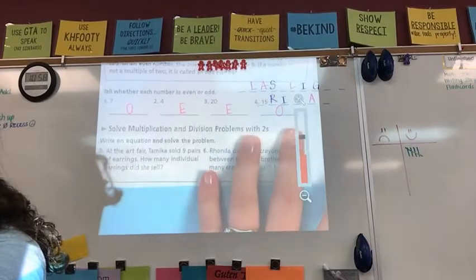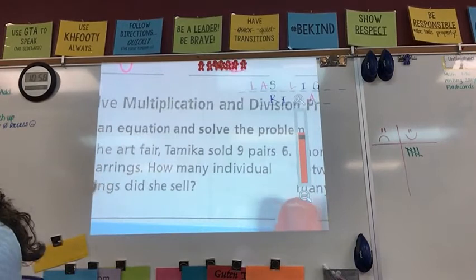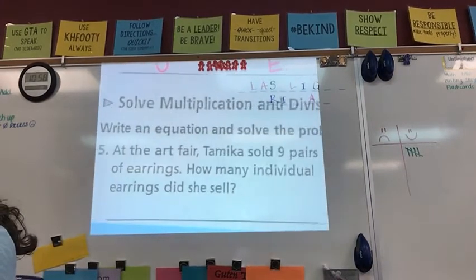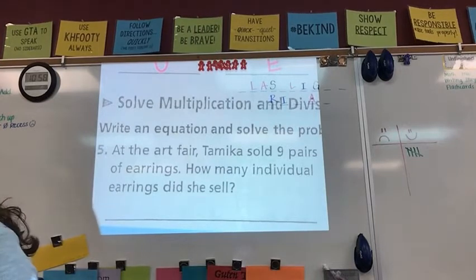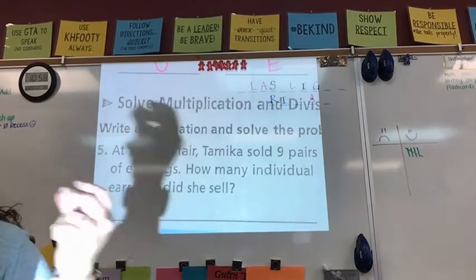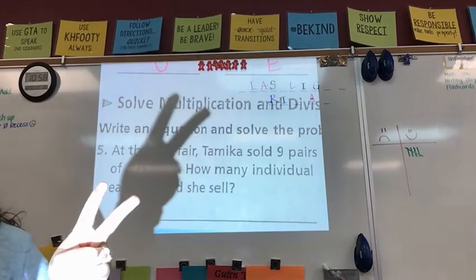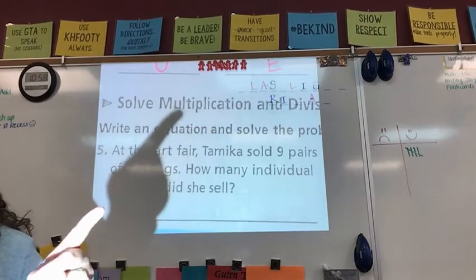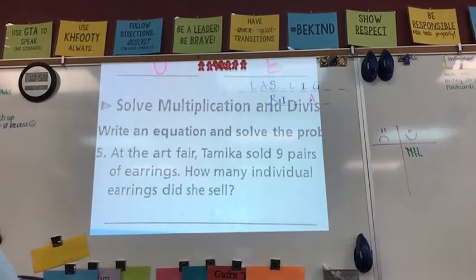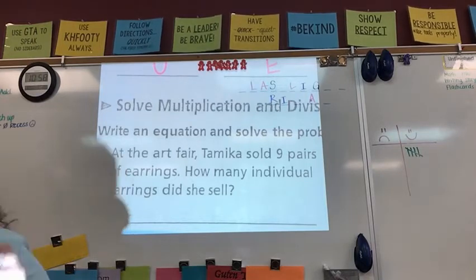Numero 5. At the art fair, Tamika sold 9 pairs of earrings. How many individual earrings did she sell? That word pairs is going to mean 2. What does pairs mean? 2. So it's like groups of 2. But 9 is an odd number. 9 is odd, but if it's 9 pairs, it's like 9 groups of 2.